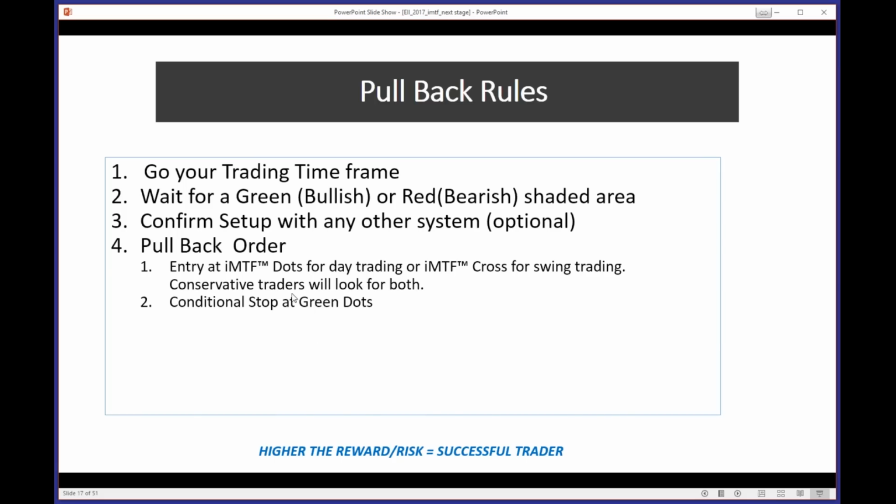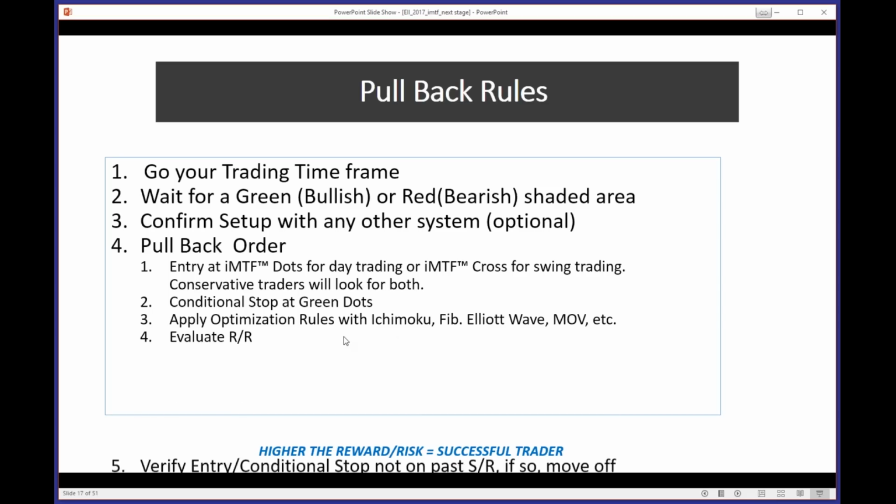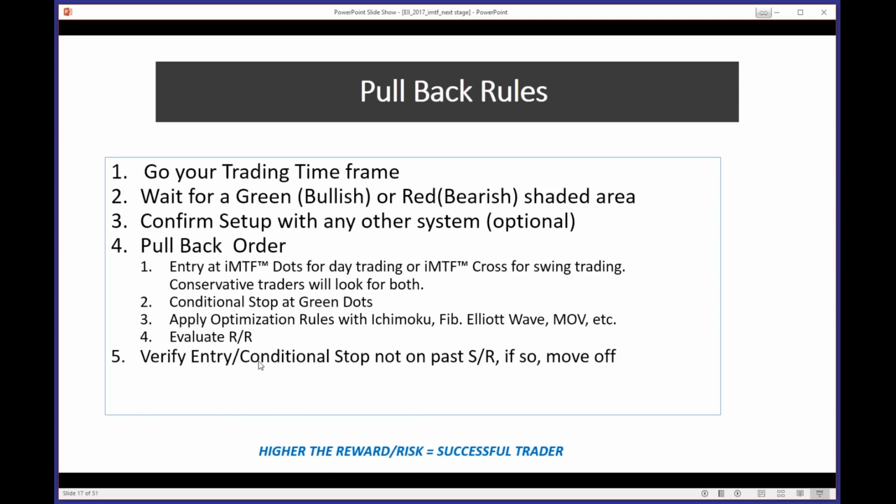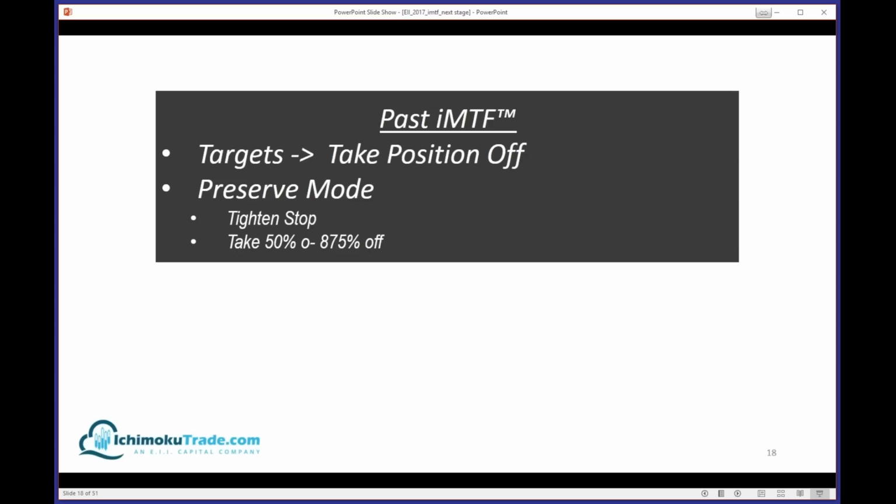Your conditional stop will be at the green dots. You apply any optimization rule based on Ichimoku or any other technical system out there. You evaluate the reward risk, and then make sure that your entry and conditional stops are not sitting on existing support resistances and so forth. So this is your trading plan for pullbacks and breakouts. We've repeated this over and over, so you guys should be good with that. Now the only other component we're missing are targets.